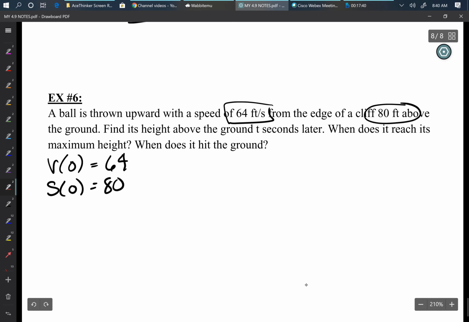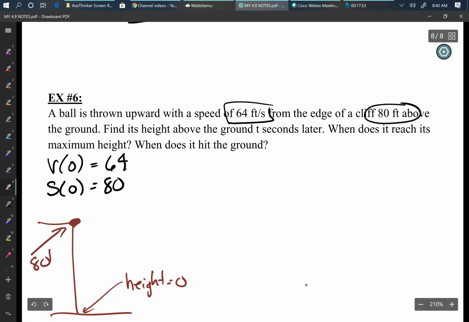Now I'm making some implications here when I make those two statements. First off, I am saying that this is height 0. So then here is 80 feet. I'm also saying that this direction is positive velocity and that that direction is negative velocity. Okay?